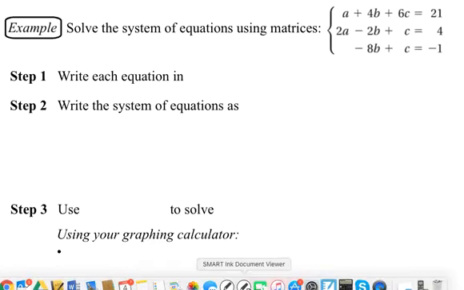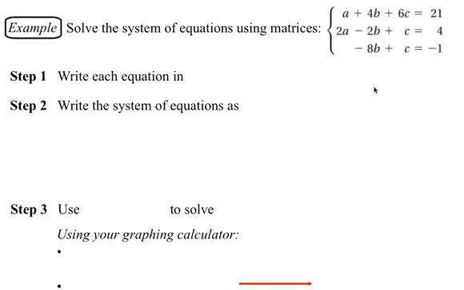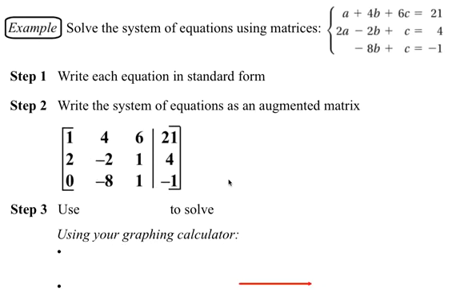Here's another example for you. This one's a 3 by 3 to begin with, or a 3 by 4 for your augmented matrix. It's already in standard form, so we're going to go ahead and jump to the augmented matrix. This is a good time for you to maybe pause the video and see if you get this right. Here is your augmented matrix.